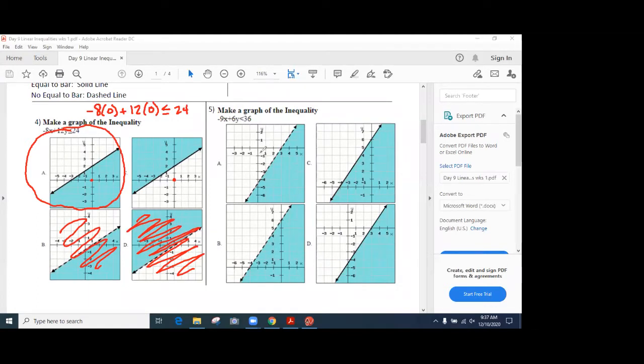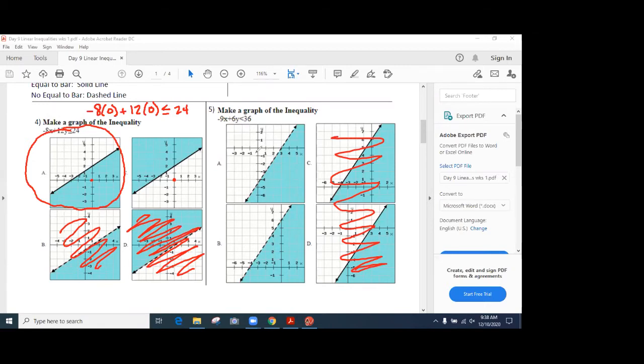First off, is it solid or dashed? So look right here. Does it have an equal to bar? It's dashed. There's no equal to bar, so eliminate. That's always the easy part right there. Always, always, always the easy part. It's solid or dashed. So that's the one thing you need to make sure you learn.